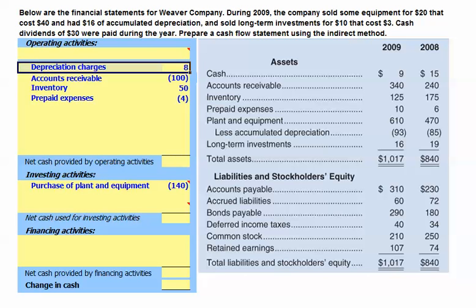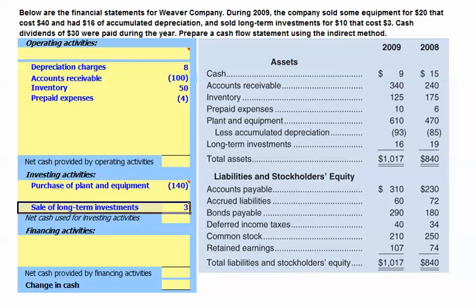Finally, we have long-term investments. Long-term investments decreased from 19 to 16. This $3 decrease will be a source of cash in the investing section of our cash flow statement. Moving on to liabilities and stockholders' equity. Recall, increases in liabilities or equity are a source of cash, while decreases are a use of cash.